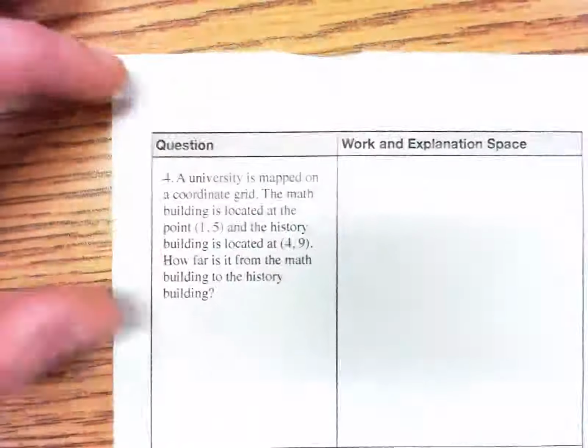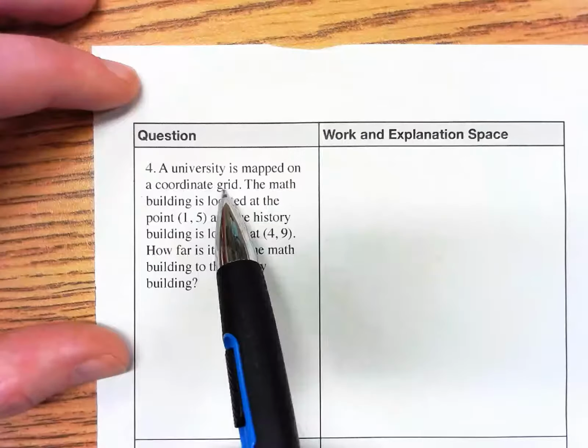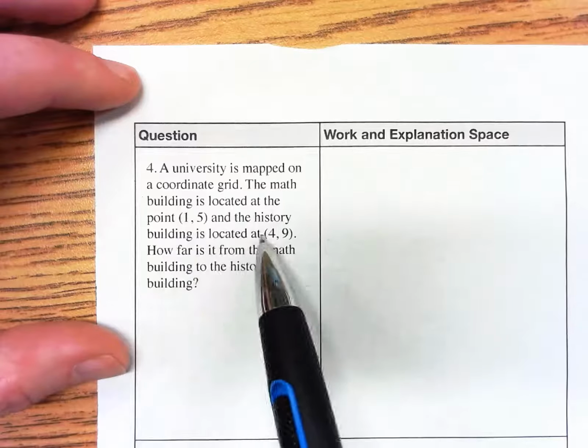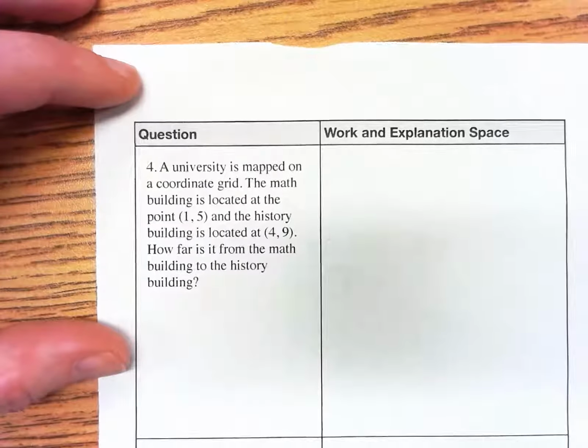This is question number 4 on geometry homework number 9. The question says a university is mapped on a coordinate grid. The math building is located at the point (1, 5), and the history building is located at (4, 9). How far is the math building from the history building?